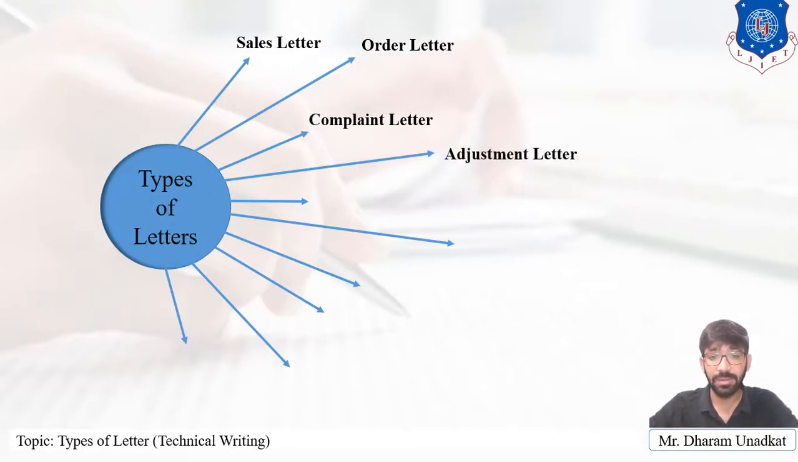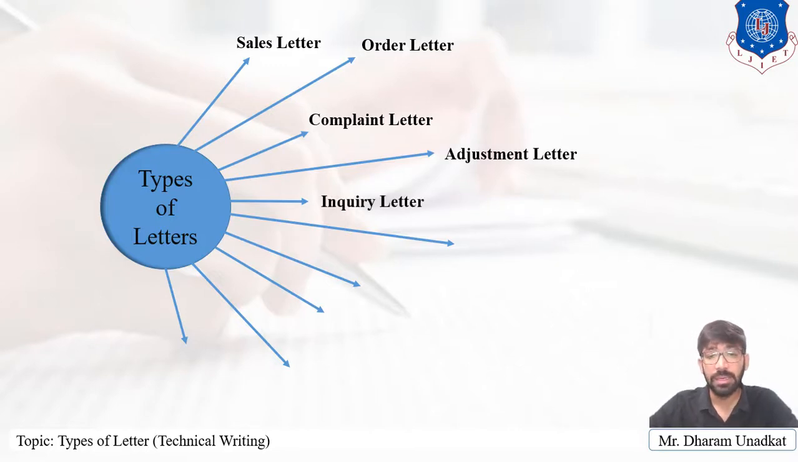Fourth is the adjustment letter. The reply letter to a complaint letter is called the adjustment letter. We have seen the complaint letter, and the reply to that complaint letter is known as the adjustment letter. This letter includes a sincere apology for the error mentioned in the complaint letter, the reason of the error, why this happened, action taken as per the complaint letter, action taken to ensure no error occurs in the future, and assurance of error-free work from your side in the future. So here you have to reply to the complaint letter, which is known as the adjustment letter.